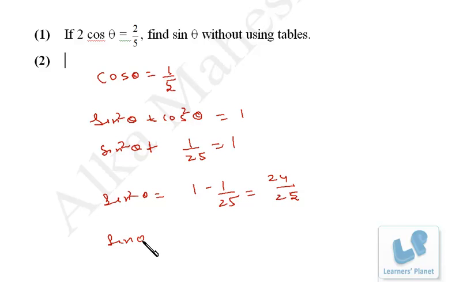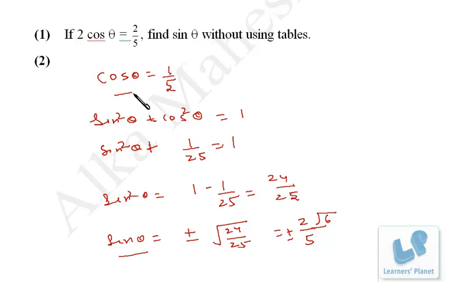So sin theta is equal to plus minus root 24 by 5. Or you can simplify that, that's 6 into 4, so 2 we can take out as common, so it's plus minus 2 root 6 by 5, the value of sin theta. So we got the value of sin theta, and the value of cos theta is already with us. Similarly, we can find out the value of other trigonometric ratios.